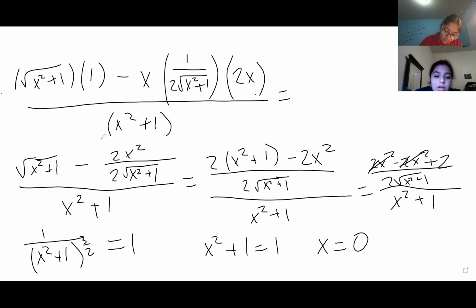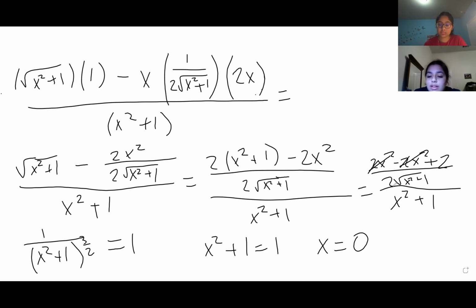And then I found a common denominator. I honestly could have canceled the 2 right here, but I just didn't do that. The common denominator is 2 square root x squared plus 1. And then I got 2 times x squared plus 1 minus 2x squared. And then you distribute this. And then once you get that, these two cancel. And then you can simplify because there's 2 and 2 on the bottom. And then you get 1 over x squared plus 1.